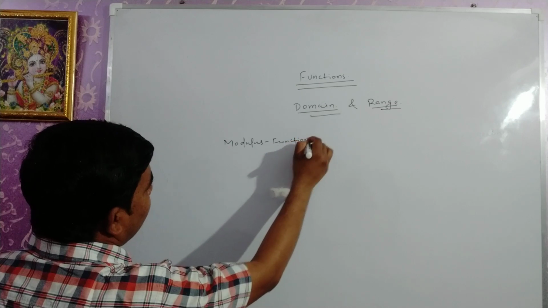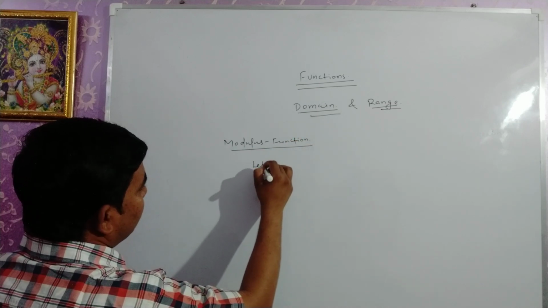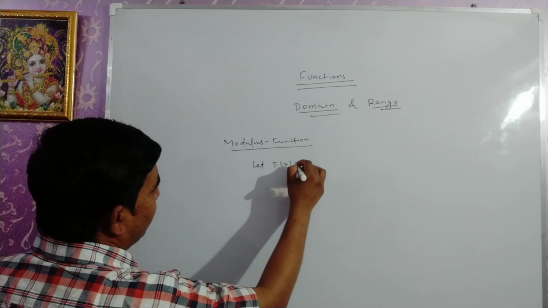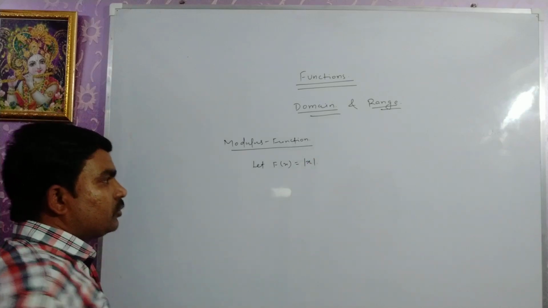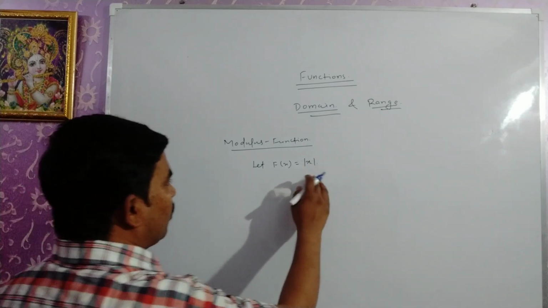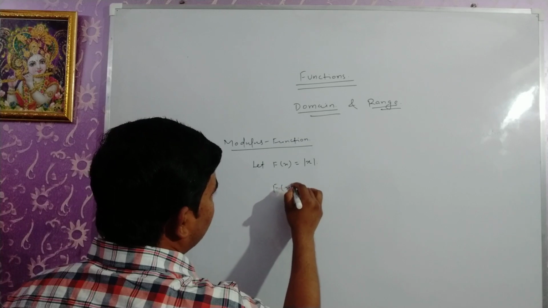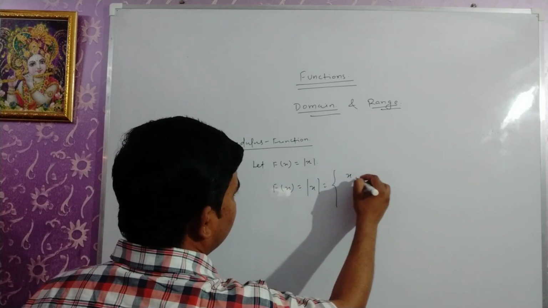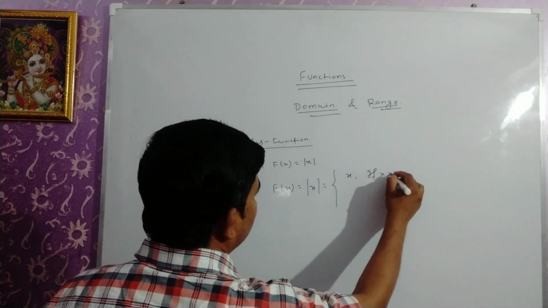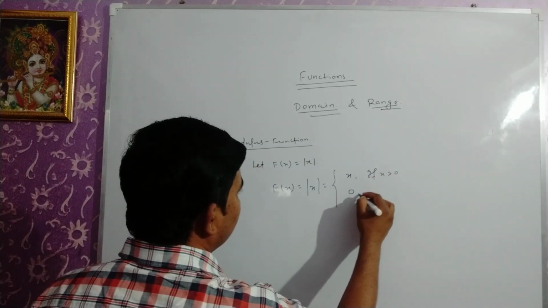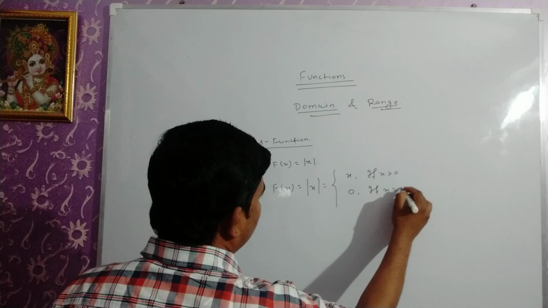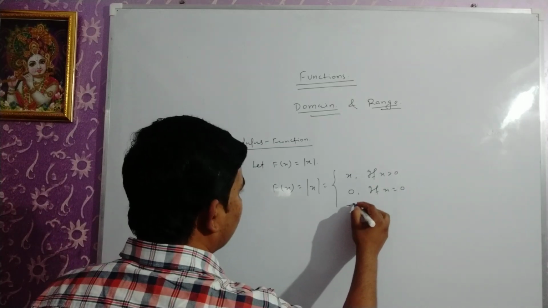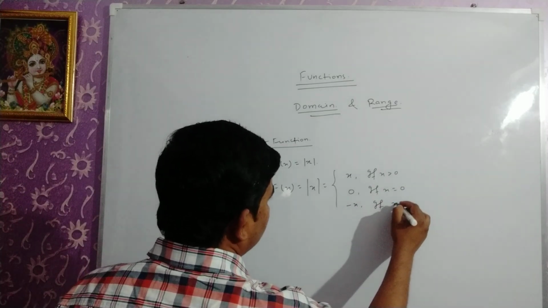Suppose f(x) is any function, let f(x) equal to mod x. So we have to explain mod x. If you expand this, mod x is equal to x if x is greater than 0, equal to 0 if x equals 0, and equal to minus x if x is less than 0.